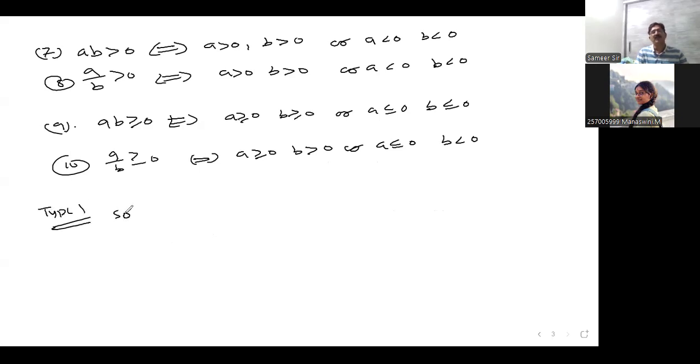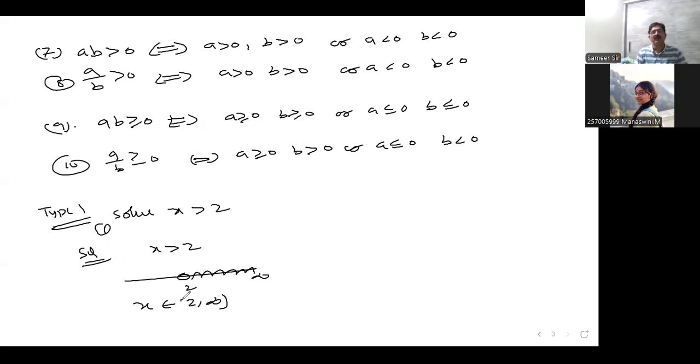Suppose I said here, solve x greater than 2. What is the meaning of this? Here, x greater than 2 means graphically there is a 2 open and it will go up to infinity. So it can be written as x belongs to 2 to infinity. Like this we can.